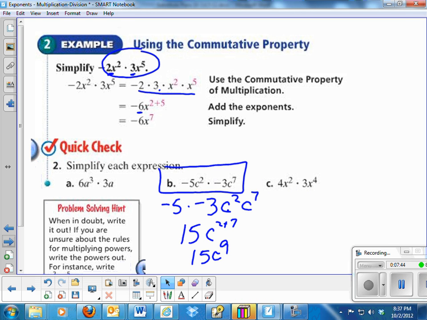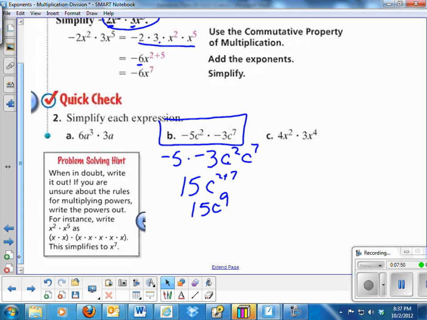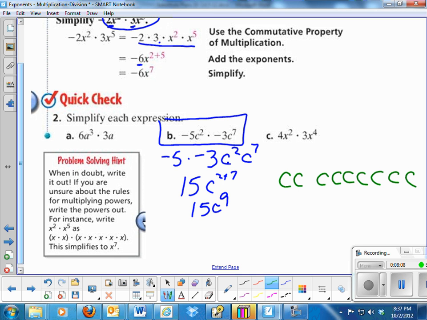All right, as if things aren't complicated enough, well, before we get there, here's a hint. I wanted to tell you this. When in doubt, write it out. If you're unsure about the rules, you're not sure what you're going to do. For example, with this one, -5 times -3, I know it's 15, but if I'm not sure about my c's, well, let's write them out. I've got a c times a c, and then I've got 7 more c's here. How many total c's do I have?